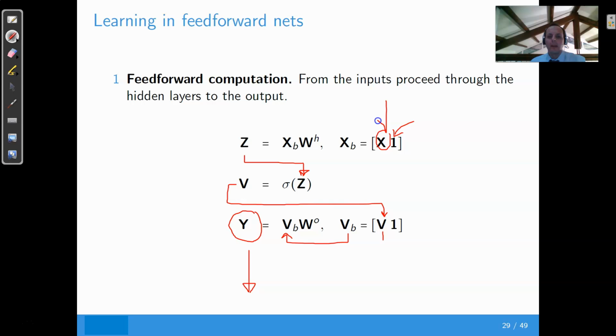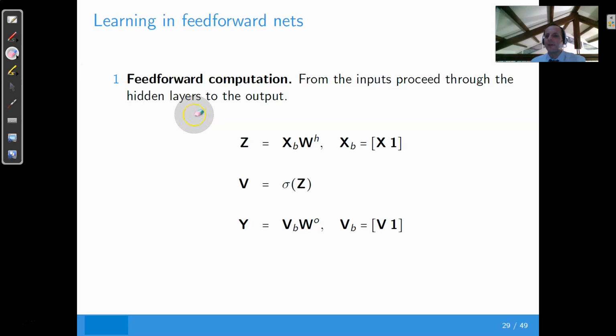Here you propagate the information through your network, and you move to the output. This is what we call feed-forward computation. So in fact, this kind of neural network is also defined as a feed-forward multi-layer perceptron neural network, because there is this feed-forward phase.